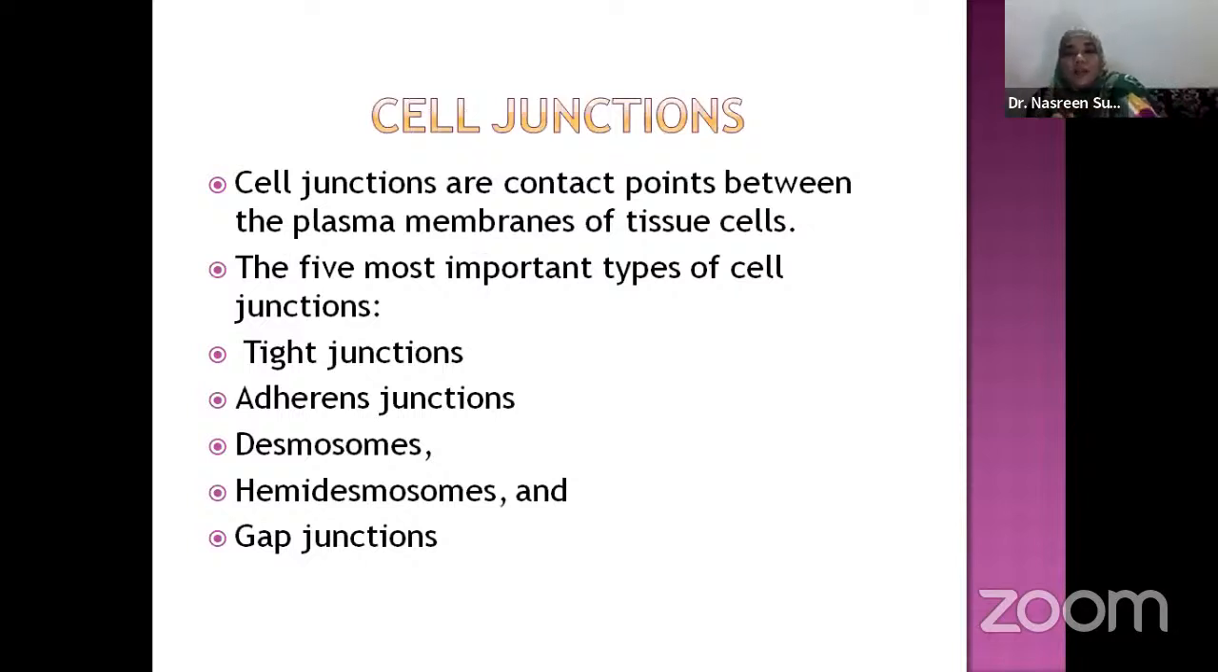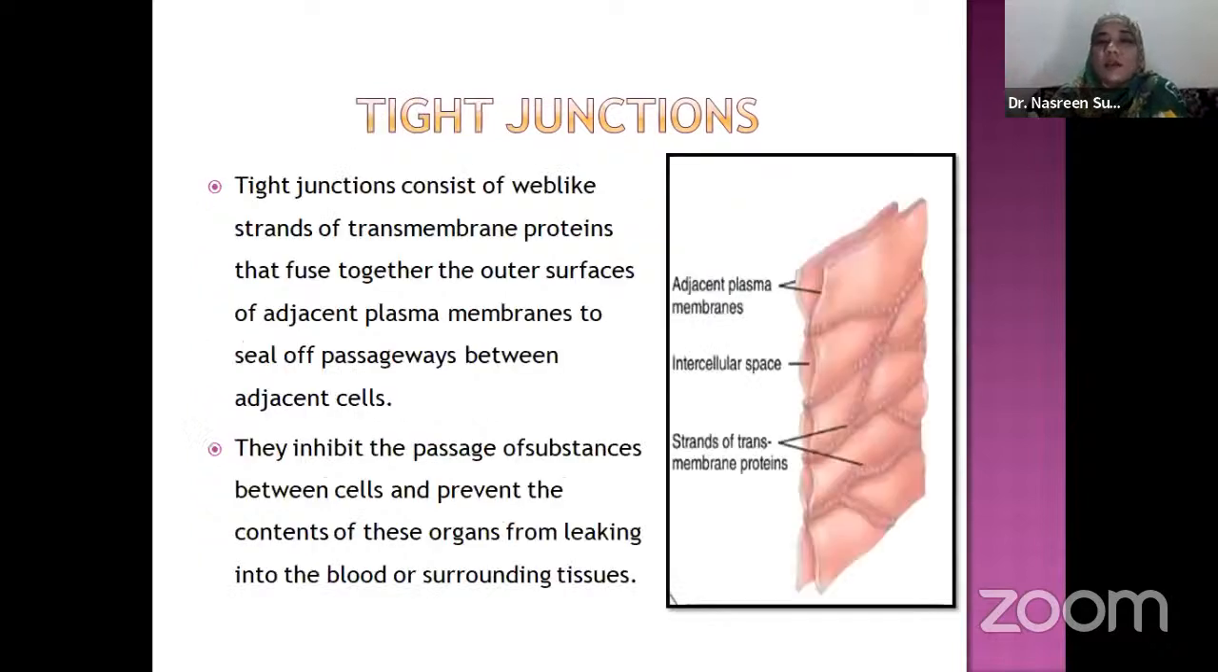Now coming to a different topic, that is cell junctions. Cell junctions means how cells contact each other. There are 5 different types of cell junctions. You have tight junctions, adherens junctions, desmosomes, hemidesmosomes, and gap junctions. Okay. So one by one we will see. Tight junctions means there will be very tight junctions. It will be web-like. You can see in the picture how they are present.